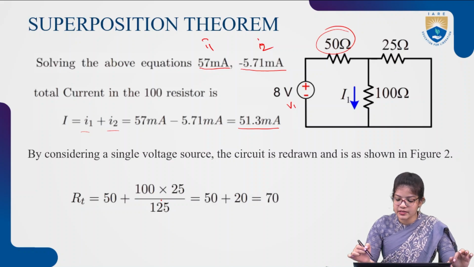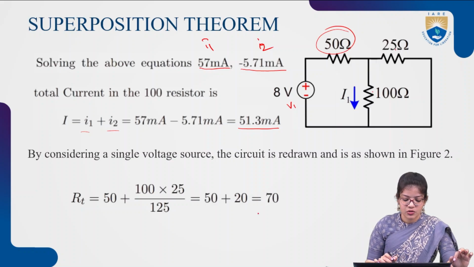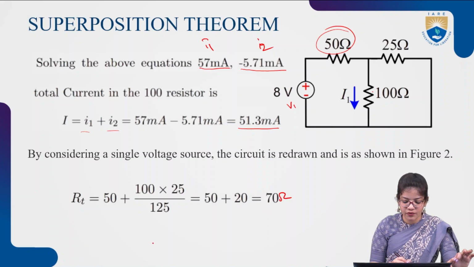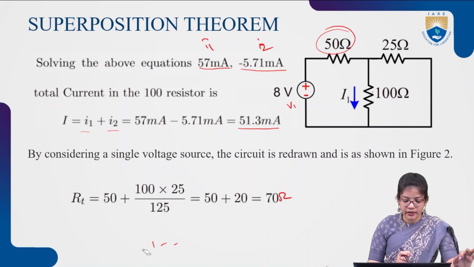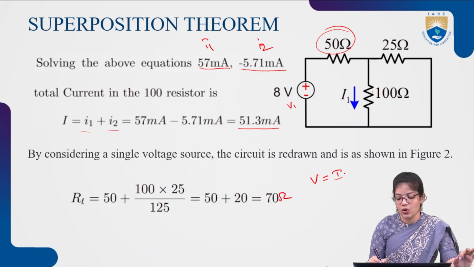So 50 plus 100 into 25 by 100 plus 25. So the value will be of 70 ohms. So our total value will be of 70 ohms. Now we are going to calculate total current in the circuit. So to calculate the total current, we are going to use the formula V = IR.